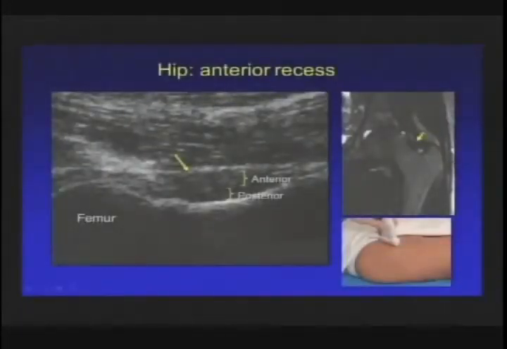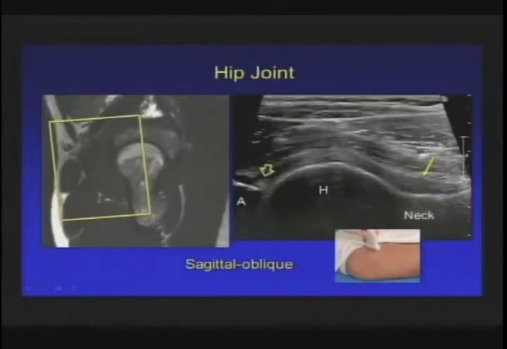So here is the typical appearance of this capsule that's reflected on itself. Many times you can't make out the separate layers, but we know from the anatomy that's exactly what is happening. In addition to looking here for joint fluid, we're going to be looking at the labrum next to the acetabulum. Most labral tears are indeed anterior.